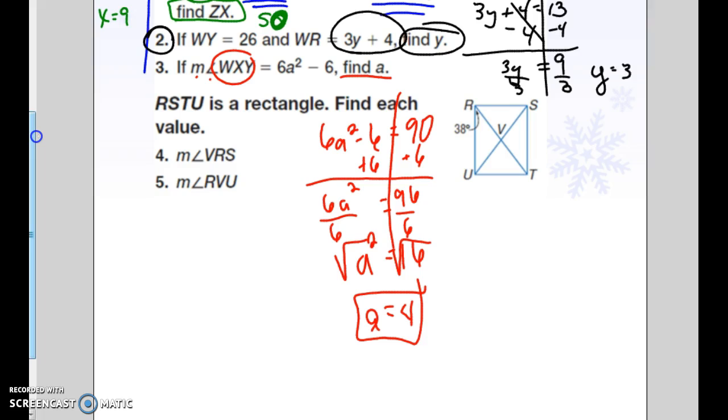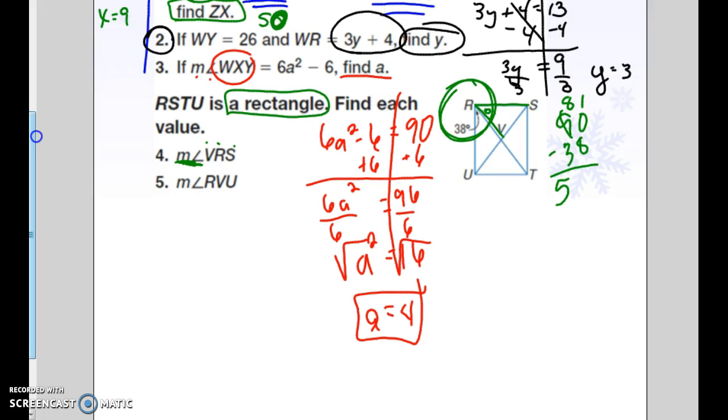Are we okay? Do you understand where this is going? All right, now we have another rectangle. And they're asking for the measure of angle VRS. They're asking for this angle right here. What would I do? It's a rectangle. What do I know about this whole thing right here? It's 90. Do I already know a part of it? Yep. How big is a part of it? 38? That's okay. So 90 minus the 38 gives me what? 52? So this angle right here is 52.